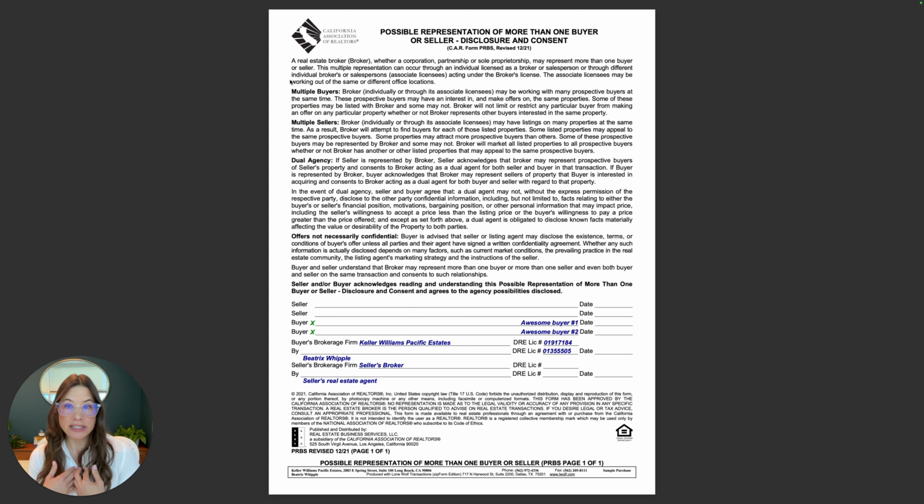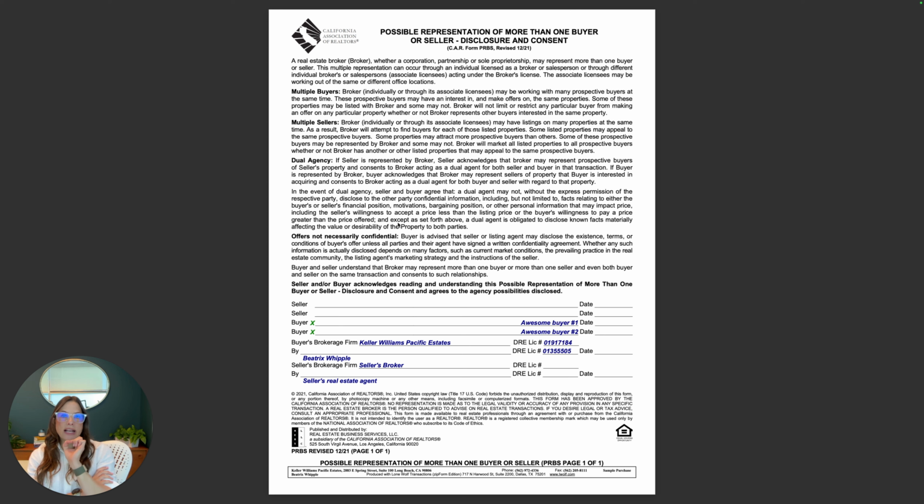2 things. If a buyer and a seller are both represented by agents under the same brokerage, say we make an offer on a listing that another agent in my office has listed, then it's technically dual agency because it's under the umbrella of the same broker. It's also dual agency if a buyer of mine is making an offer on a property that a seller of mine is listing, okay? Everything has to be disclosed so everyone knows who's represented by who. It's never concealed. Okay, this is important. Offers not necessarily confidential.